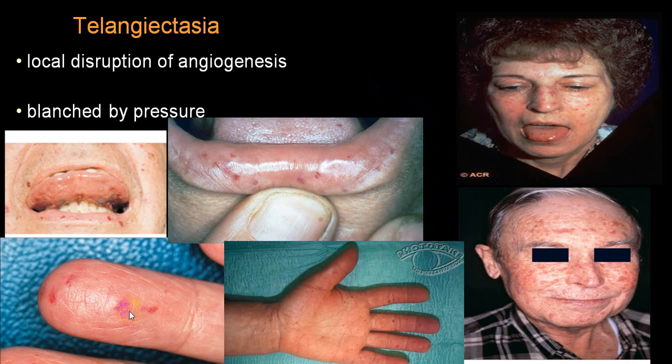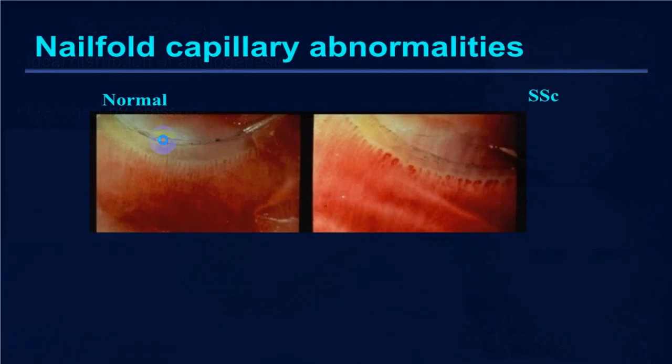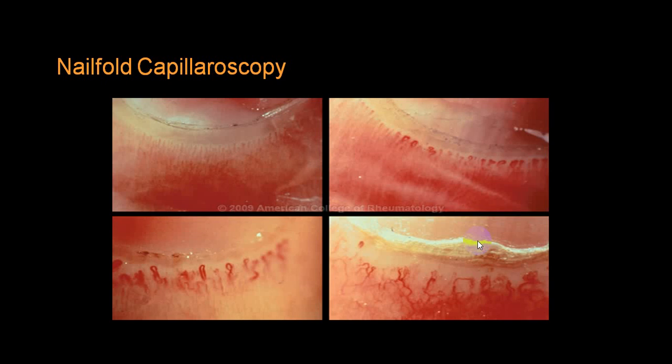Occasionally over the fingertips, local disruption of angiogenesis, which blanches by pressure. That is typical telangiectasia. This is nail fold capillary. This is normal; you can see normal capillary. You can see these capillaries are dilated. And if you see dropouts, where suddenly there is no further capillary, that is very common in the diffuse variety. You can see here, these are dilated and then there is a dropout.